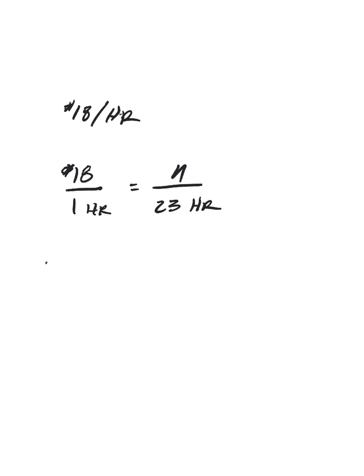Then we multiply 18 times 23, and that equals 1n. So we take 18 times 23, and we get 414, and that equals 1n, and we don't even need to show that one. So that's how much money you're going to make in that time period of 23 hours.